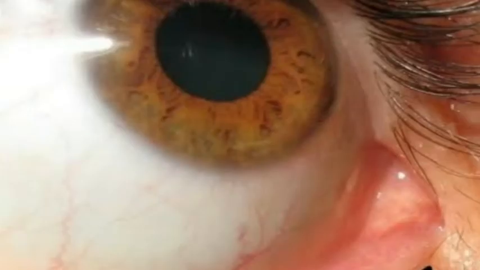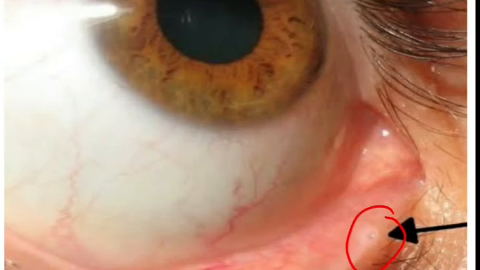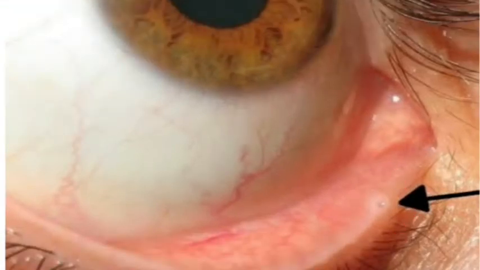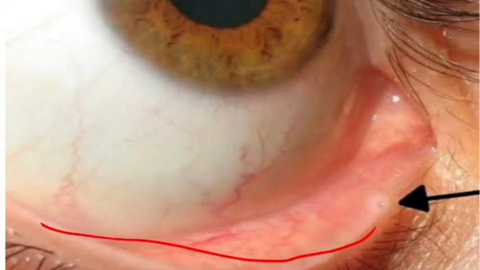Coming to the punctum, so this is the punctum which is shown here. So where exactly is it located? If you divide the eyelid into 6 parts, it is located at the junction of the lateral 5/6 and the medial 1/6 area. This lateral 5/6 area also contains the eyelashes, hence it is called pars ciliaris, and the medial 1/6 does not have any eyelashes and is called pars lacrimalis. So it is situated at that junction, and a little posteriorly, as you can see.